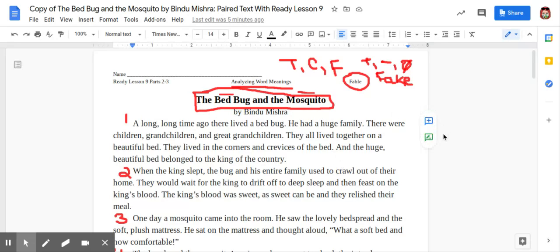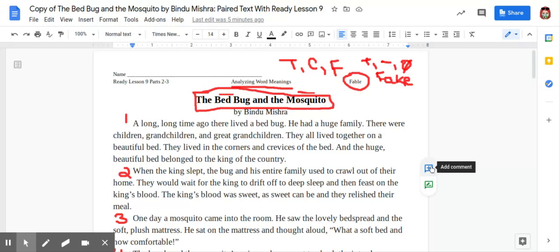A long, long time ago, there lived a bed bug. He had a huge family. There were grandchildren, and great-grandchildren. They all lived together in a beautiful bed. They lived in the corners and crevices of the bed, and the huge, beautiful bed belonged to the king of the country. When the king slept, the bug and his entire family used to crawl out of their home. They would wait for the king to drift off to deep sleep and then feast on the king's blood. The king's blood was sweet, as sweet can be, and they relished their meal.